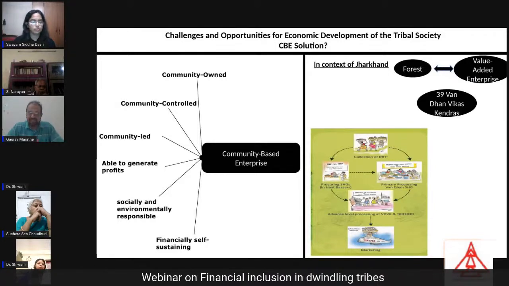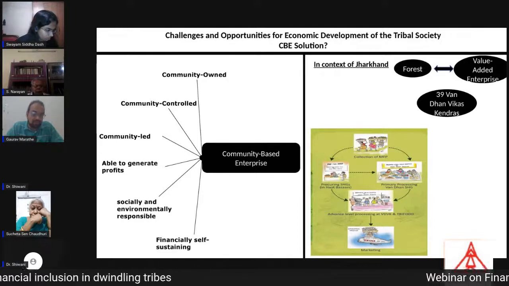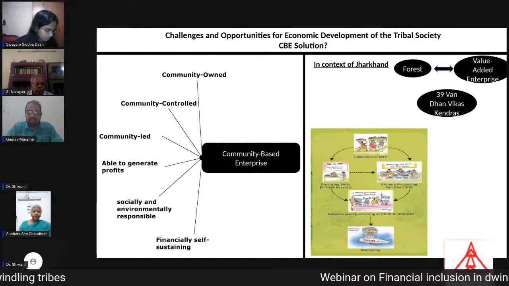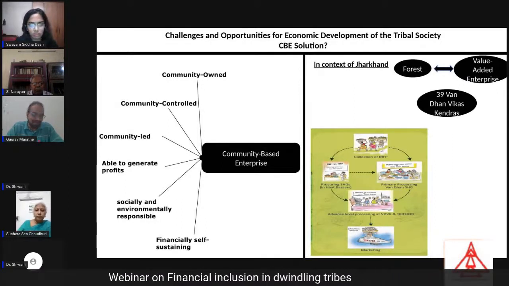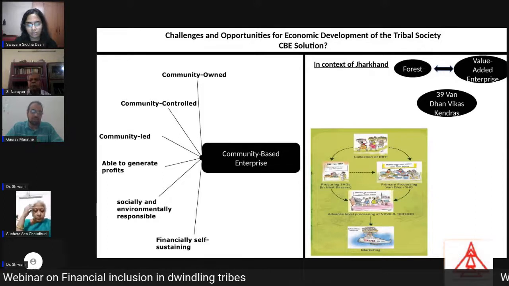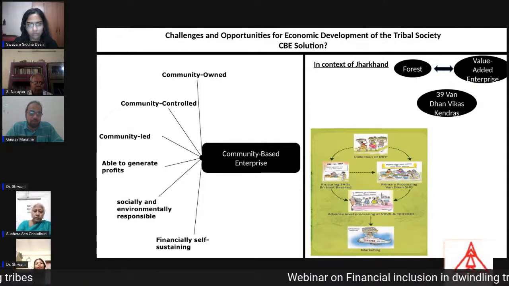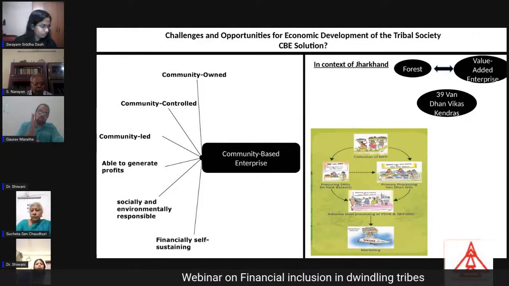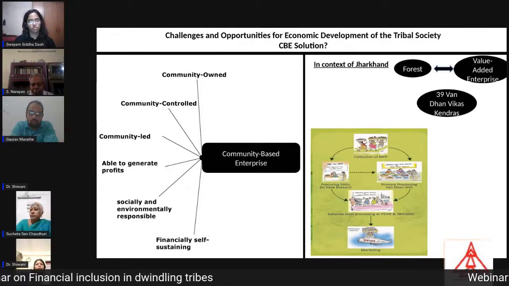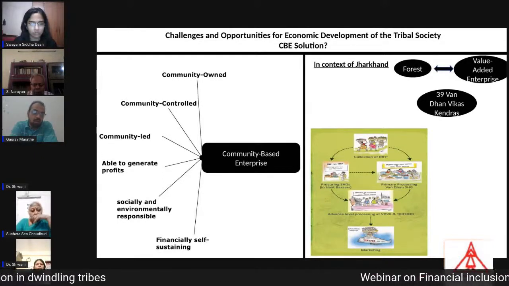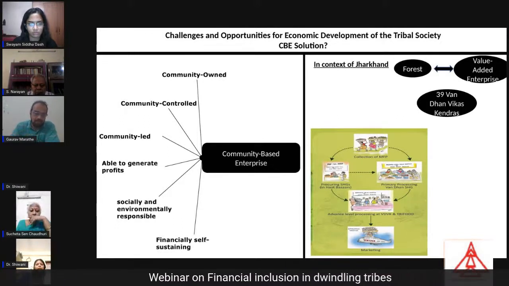So Vandan Vikas Kendras have been established. They have already been given funds by the government as an initial expenditure for their establishment, for their empowerment, for their training. There are Vandan Vikas Kendra training partners who are trying to skill them on enterprising, and teach them about value added products and so on. So the question we are discussing is whether this model can be an effective livelihood alternative to pull these communities out of poverty.